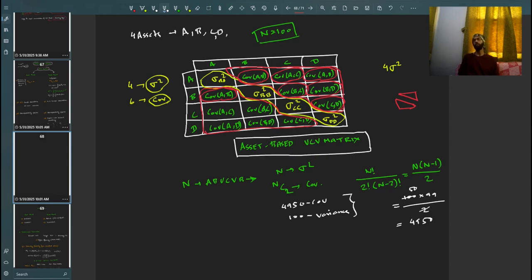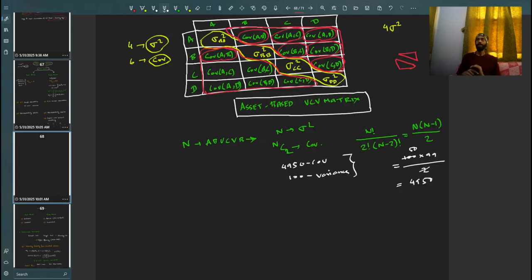So there are a huge number of calculations involved here. And if the asset number is 1000, it is even larger. It is much larger than this, right? Now, we need to reduce the noise or simplify it. So how do we simplify it? We create something called the factor-based VCV matrix. The factor-based VCV matrix. What do we do?